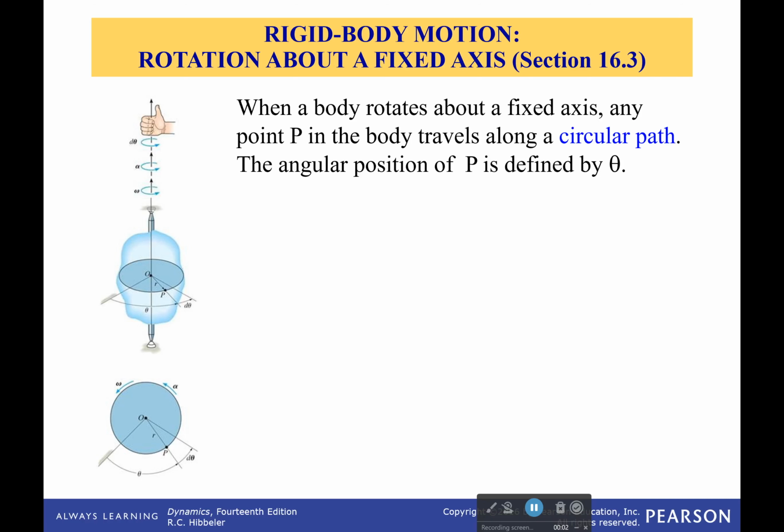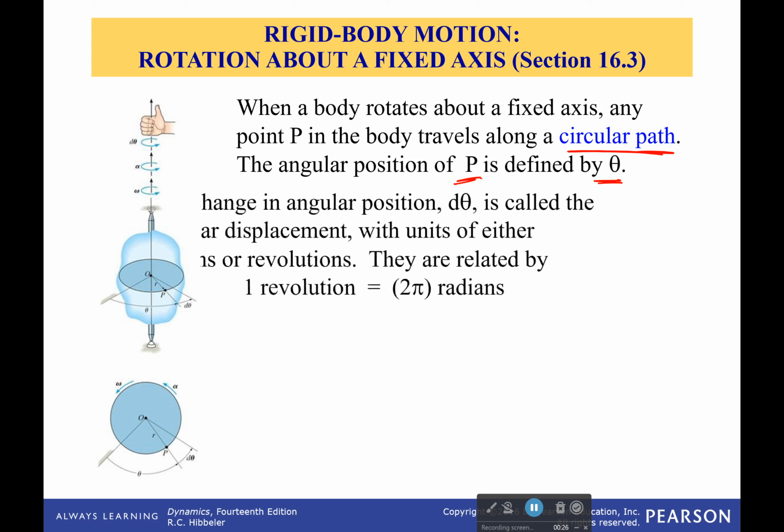Everyone, welcome back. So this time we're going to talk about rotation about a fixed axis. Now, when a body rotates about a fixed axis, any of the points P in that body are on a circular path, a circular path that spins around in a plane perpendicular to that axis. So we can figure out where point P is simply by knowing its angle.